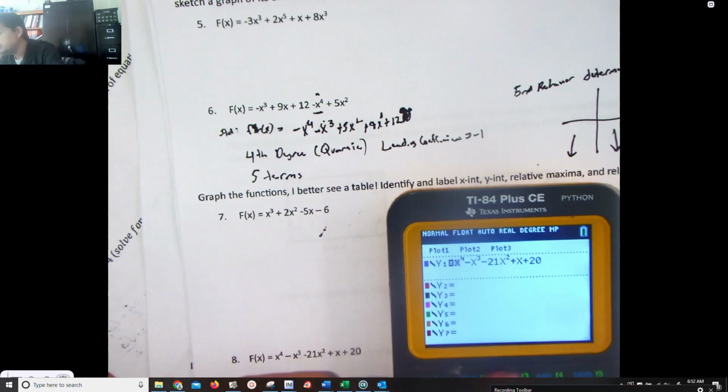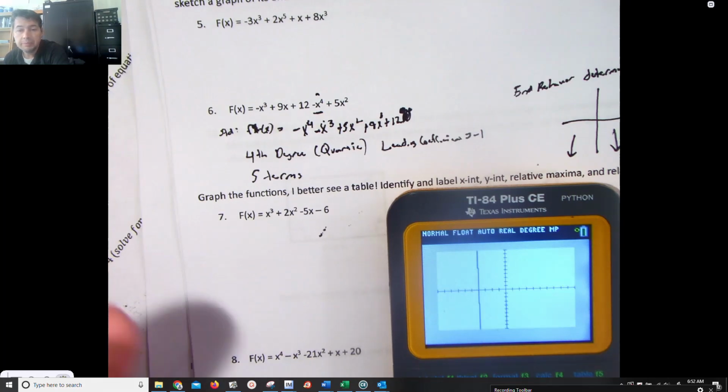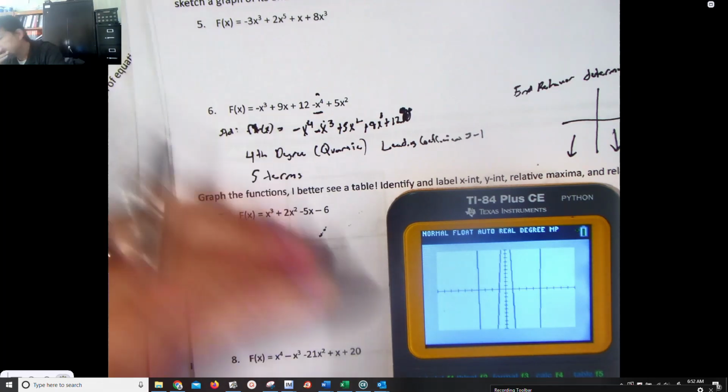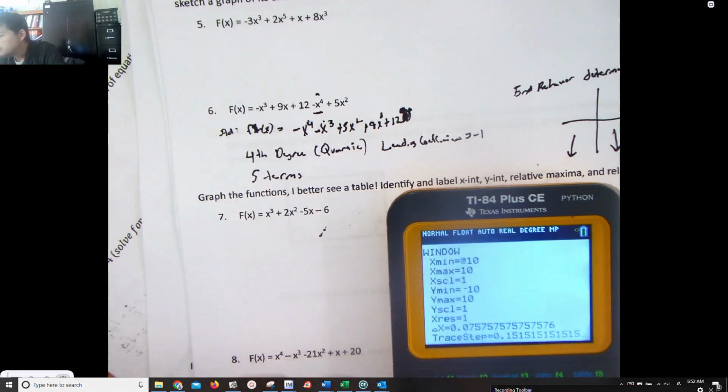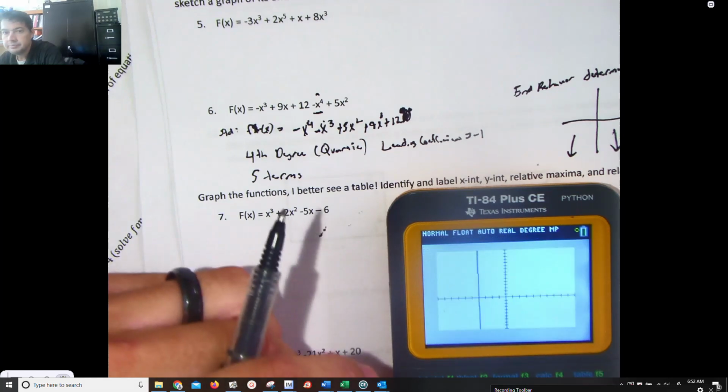And I'm going to do a zoom 6. I'm going to look at the window. I'm going to play with the window, and I'm going to pick out some nice stuff on it. So it looks like I need to look up a little bit. Let's see if 15 does the job.